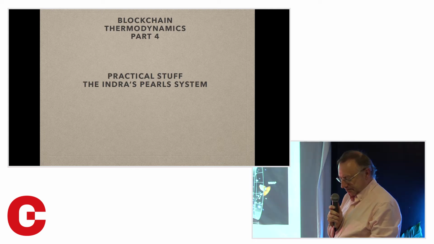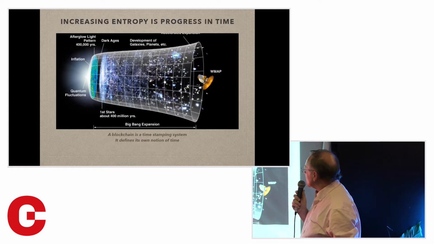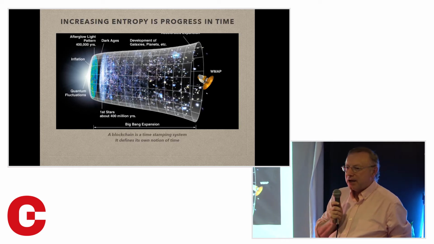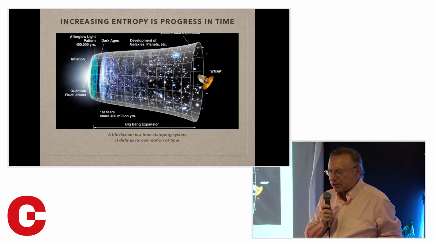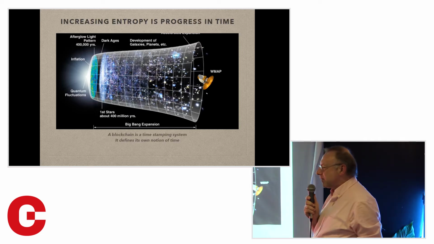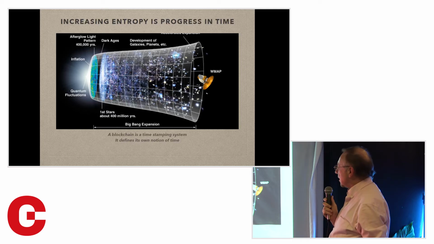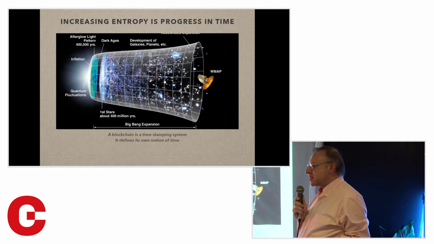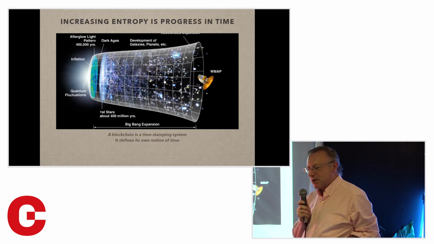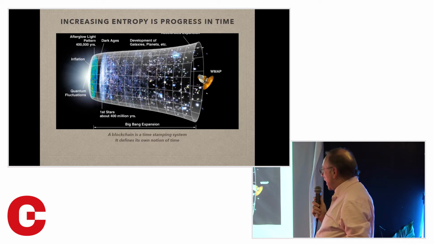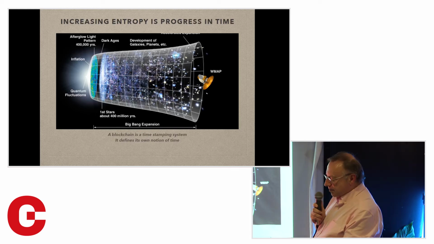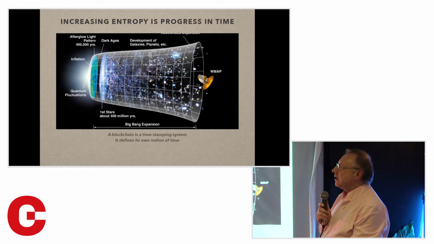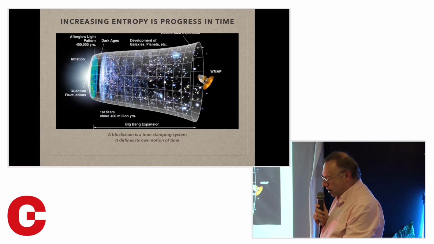Now, increase in entropy is progress in time. Sorry, entropy doesn't increase as time progresses. The increase of entropy is progress in time. And a blockchain is simply a time-stamping mechanism that uses increasing entropy to define its own internal notion of time. Something we can learn from the way that time and space are interrelated in the real world.